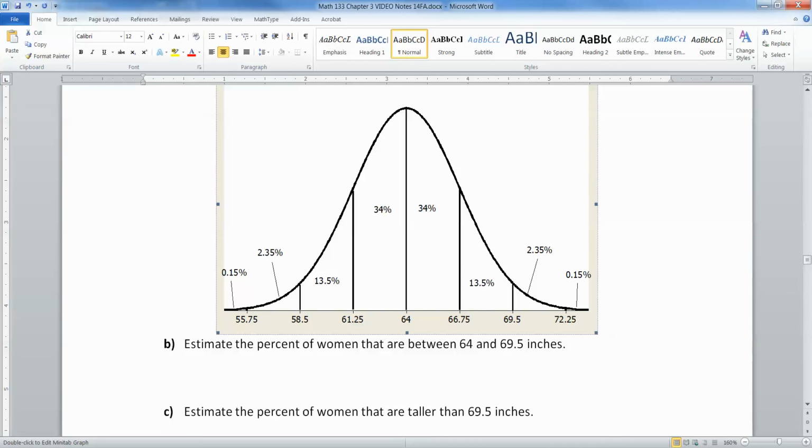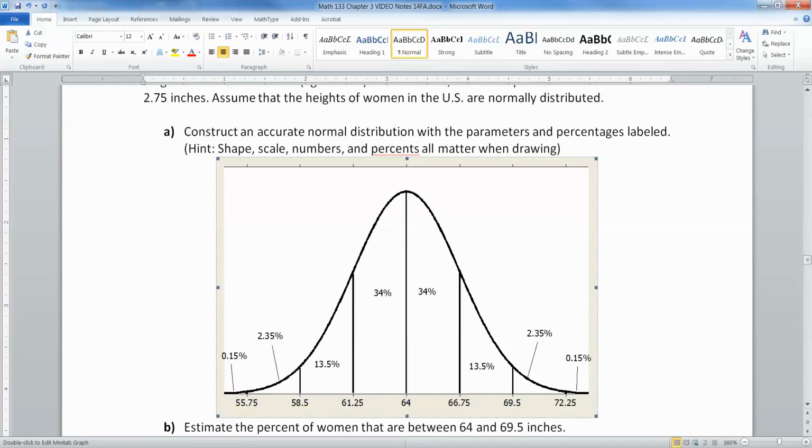Then, each width being the same and all the numbers marked off, you have to put in the percentages. So this section over here is 0.15%. It's actually that section to forever to the left, all the way over here. And then this bit right here is 2.35%, 13.5%, and so on.